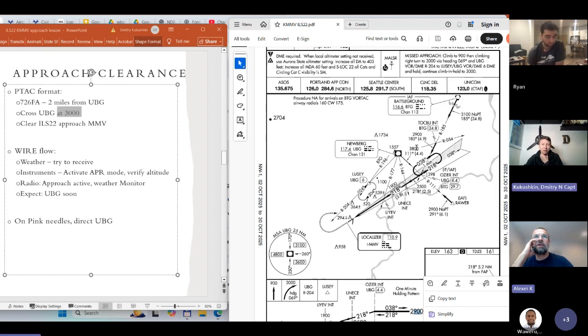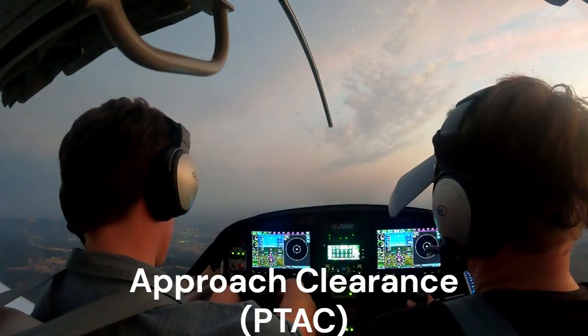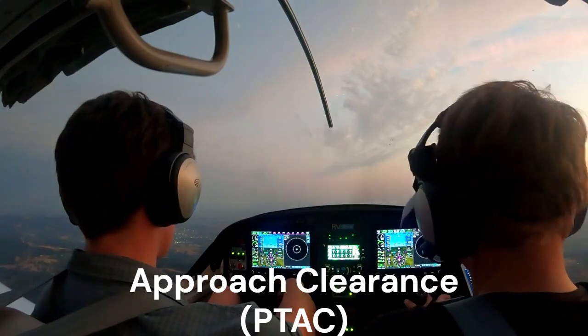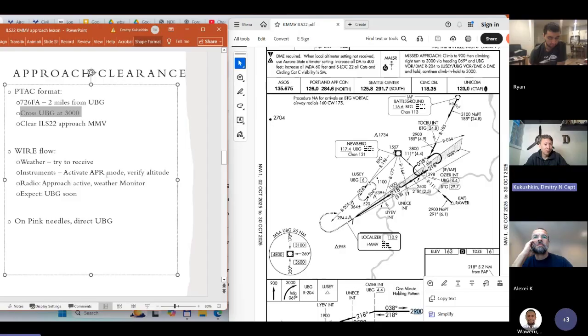Okay, so we cross Newburgh at 3,000, or we can be above? That is a great question, and that depends on what exactly they told you. If the ATC direction was: "6 Foxtrot Alpha, 2 miles from Newburgh, cross Newburgh at 3,000, clear to ILS 22 to approach McMinnville." You better cross exactly at 3,000.